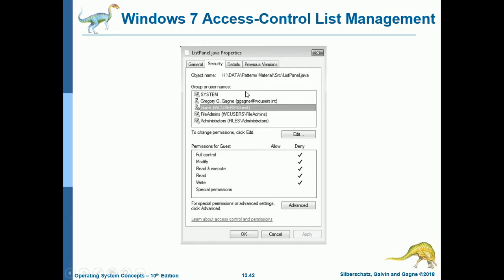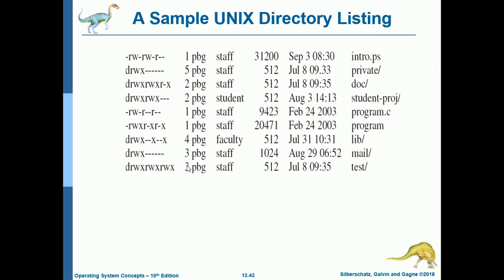Okay, for this example, if you're a guest, it is all deny. You can just view the file. Okay, this is an example of a Unix directory listing. Of course, it's a little bit different from Windows, because we're familiar with the Windows system. It just shows that this is the directory listing for Unix.